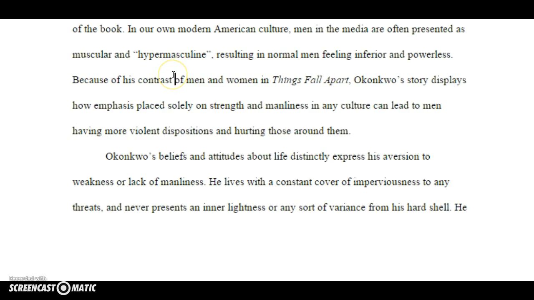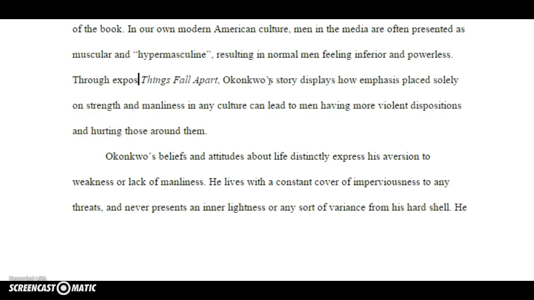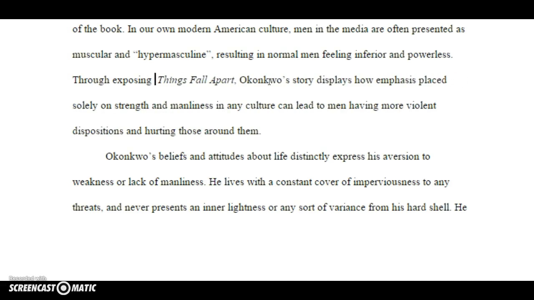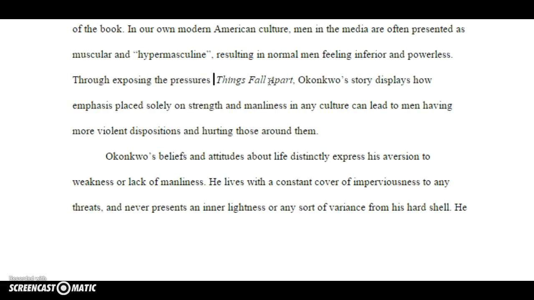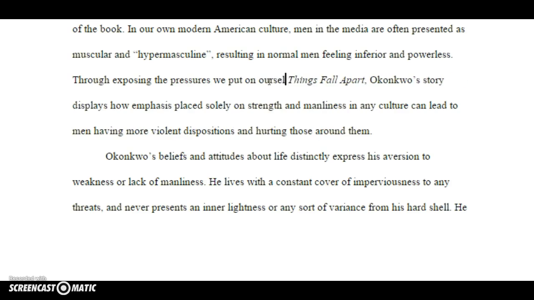Or perhaps the rest of the paper is about the pressures we put on ourselves. Again, we could replace this introductory set of words with something else, like through exposing the pressures we put on ourselves in Things Fall Apart.